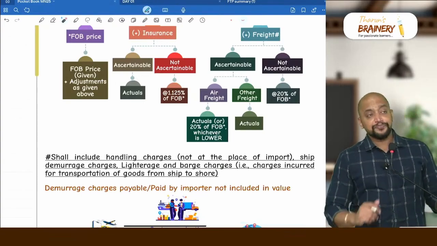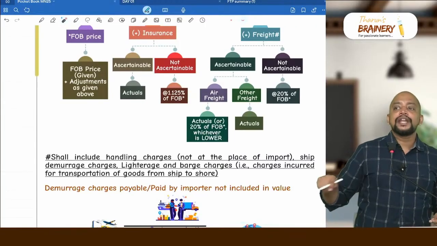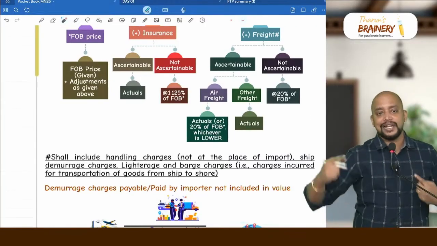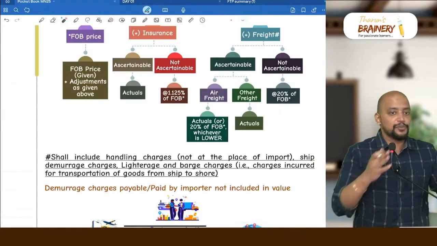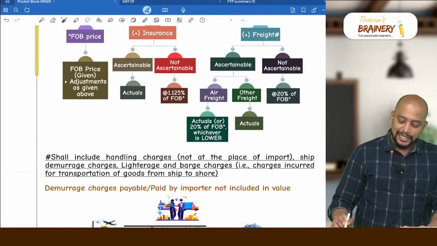Whereas if they give handling charges during the transportation or unloading charges in an intermittent port, that will be part and parcel because it is during the journey. So if it is not at the place of import, then it should be added.